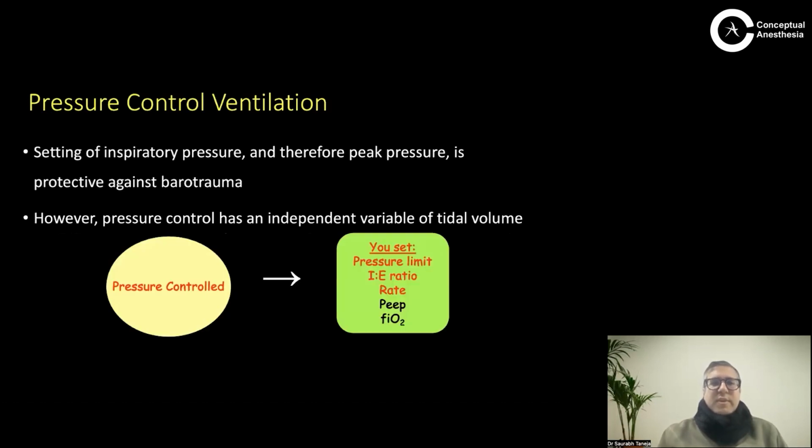So what all do we set? We set the pressure limit, we set the I:E ratio, the rate, or the inspiratory time, two out of these three. I had explained in the previous class also. If we set two out of these three, the third is calculated. So amongst the I:E ratio, the rate, and the inspiratory time, we set two, depending on different modes. Then the PEEP and the FiO2.